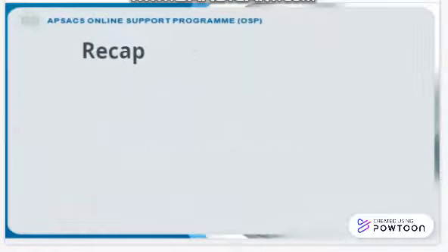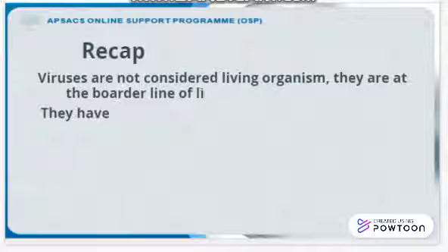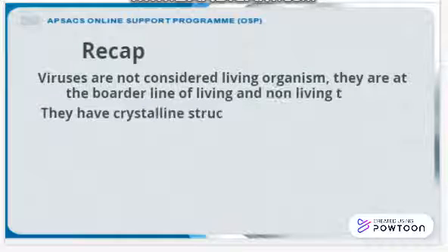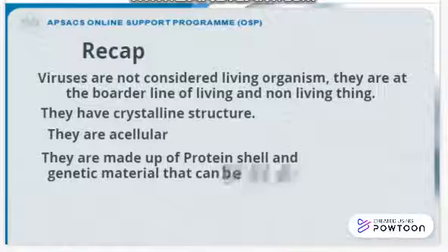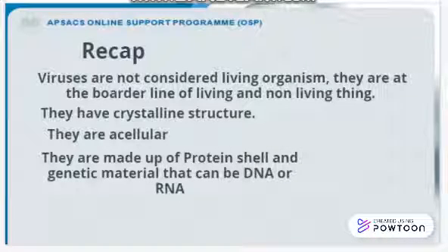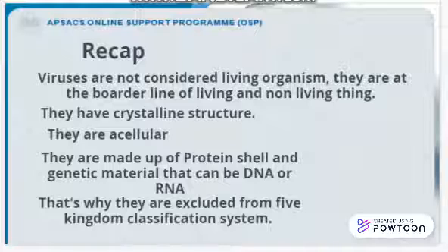So it was all about today. Let's have a recap. We studied about the status of viruses. Viruses are not considered living organisms. They are at the borderline of living organisms. They have crystalline structure and they are acellular. They are not made up of cell, rather they are made up of protein shell and genetic material that can be DNA or RNA. That's why they were excluded from 5 kingdom classification system.